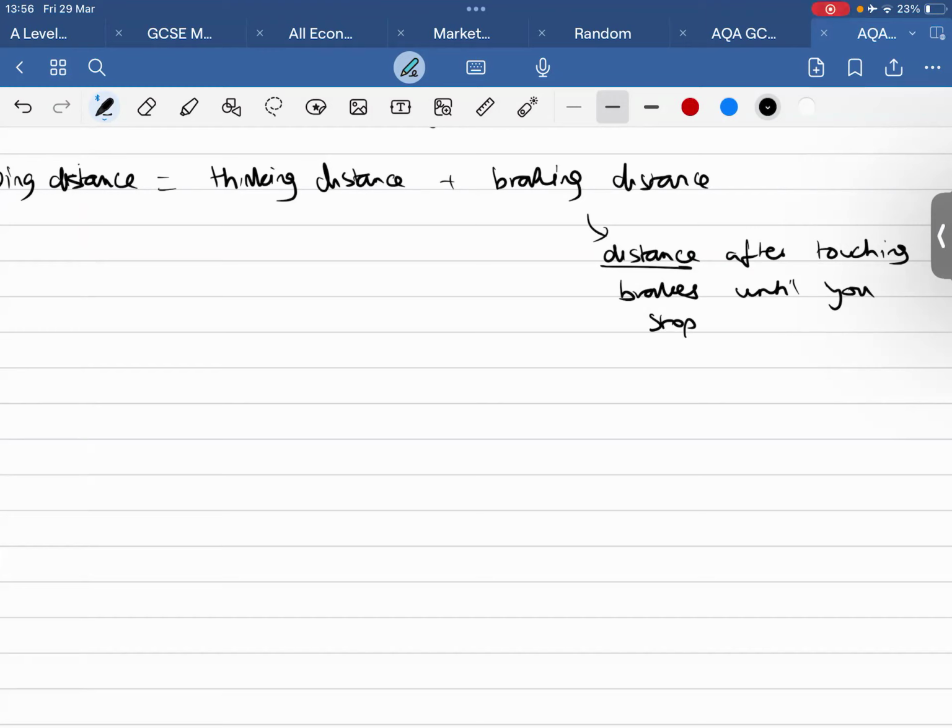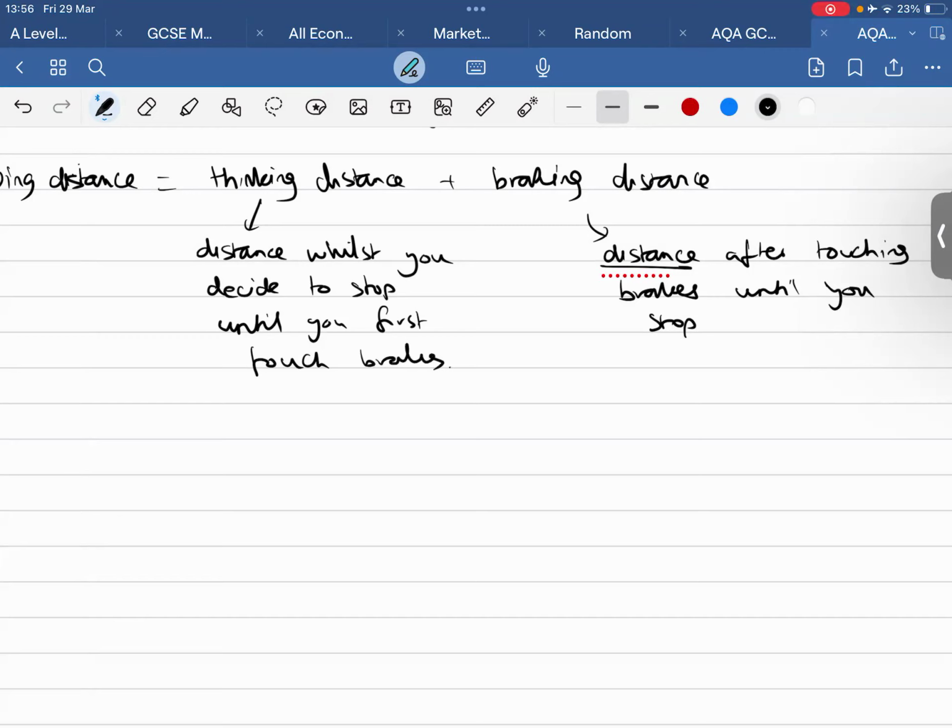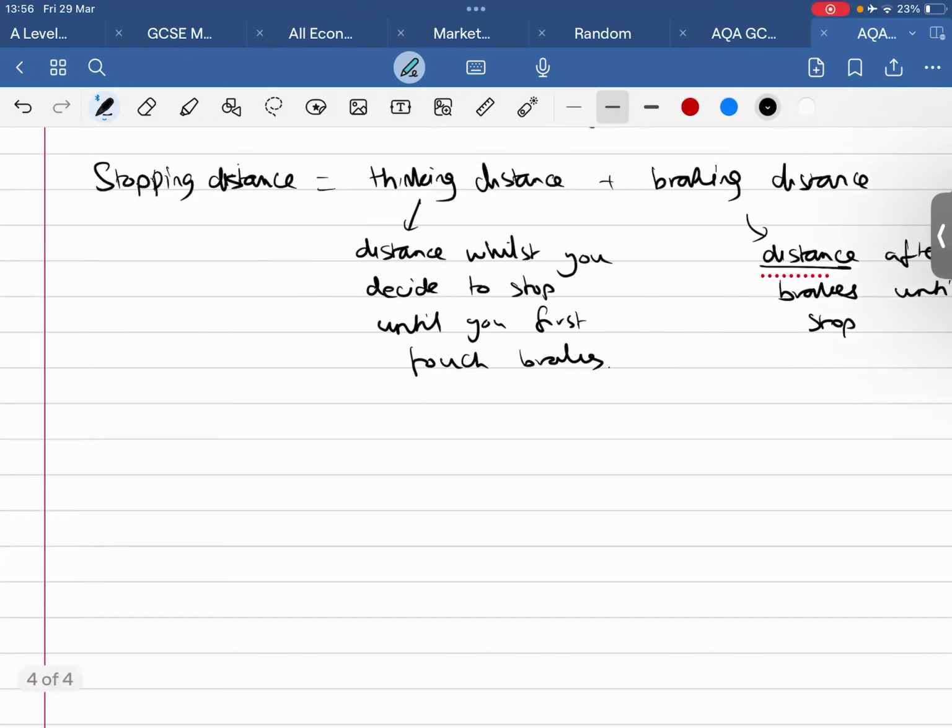Okay. And thinking distance is the distance traveled whilst you decide you want to stop, or decide you need to stop, or think to stop, until you first touch the brakes. Okay. So think to stop, touch the brake, and then touch the brake until you stop. Those are the two parts of stopping distance.